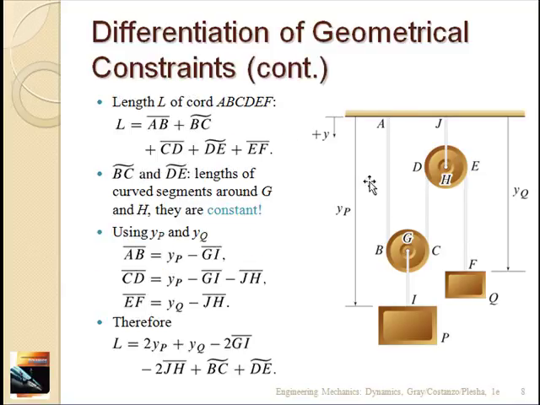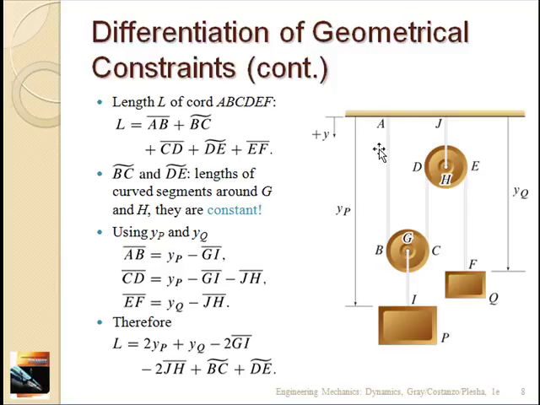So we can write the total length of the cord from this point to this point as the length AB plus the length going around this pulley plus the length CD plus the length going around this pulley plus the length EF. Okay, and the length around this pulley and the length around this pulley are fixed, right? They're half a circumference of the pulley, and so they're constant and they will have zero time derivative, right? So we can define yP as the position of P relative to the ceiling and yQ as the position of Q relative to the ceiling.